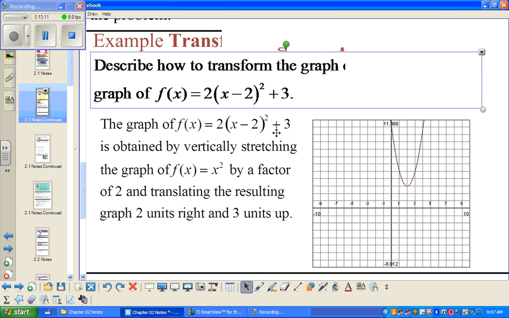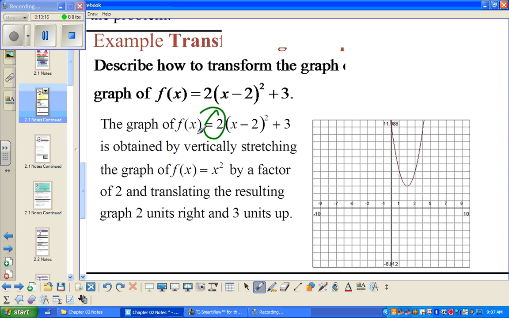So you should have seen a vertical stretch by 2 because of the 2 out front. Vertical stretch by a factor of 2. Shift 2 to the right because of that 2, and shift up 3 because of that.